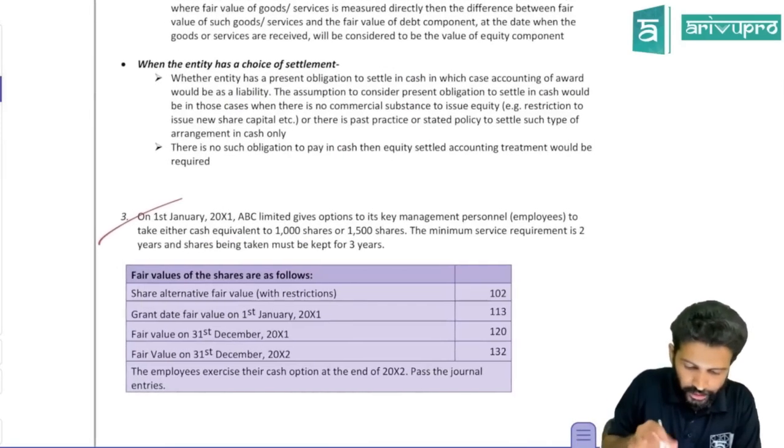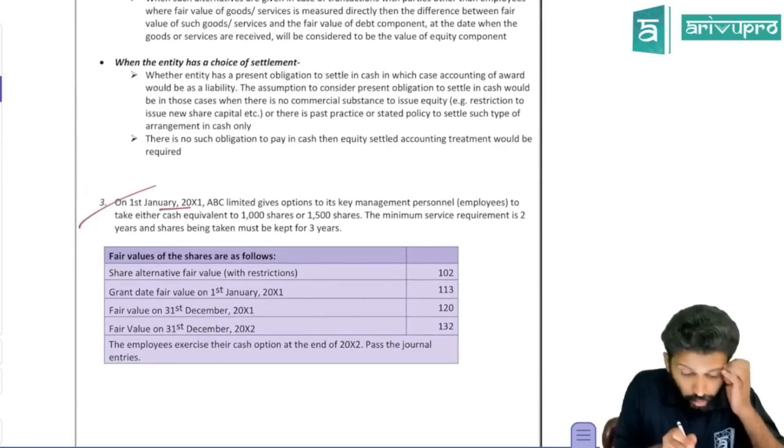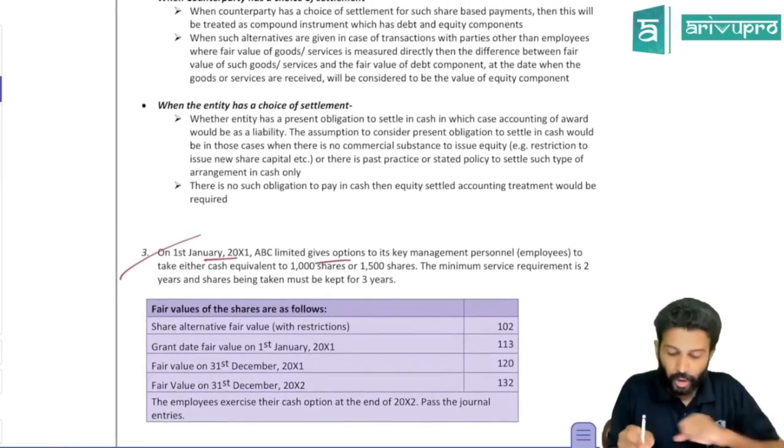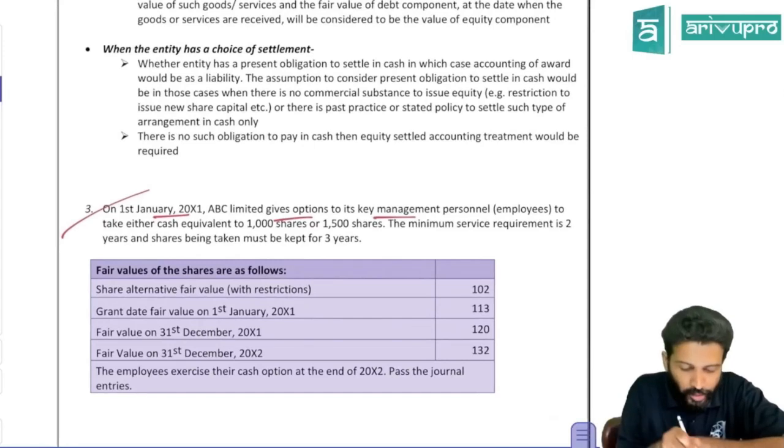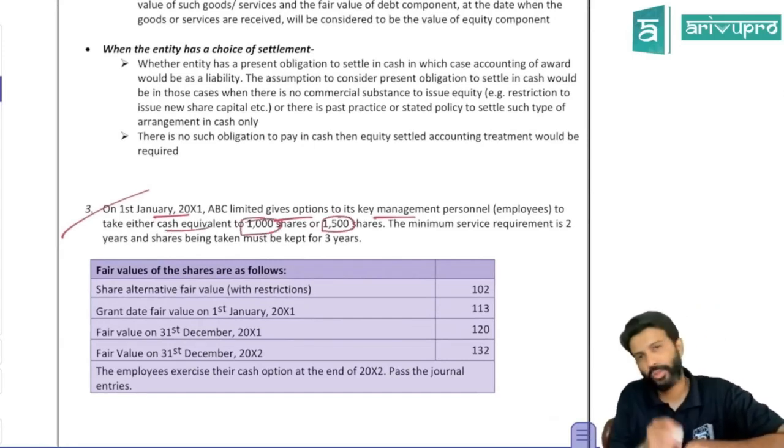Yeah, found it. Okay, let's look at this now. On 1st January 20X1, ABC Limited gives an option to its KMP. So the option is given to KMP, the employees, to either take cash equivalent to 1,000 shares or 1,500 shares. So the KMP has an option.